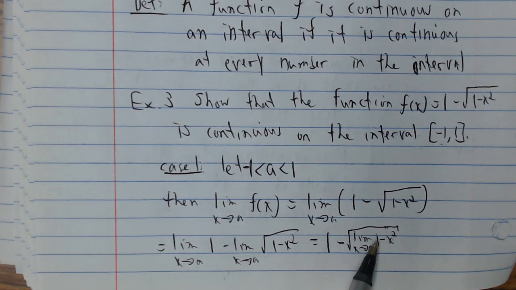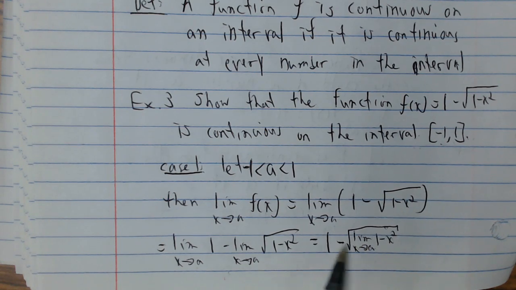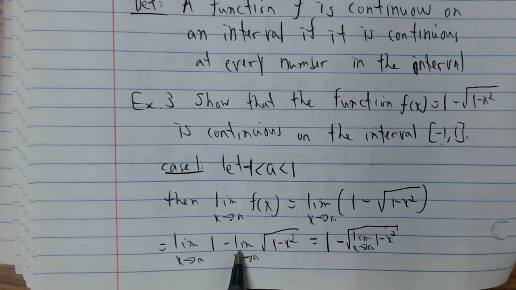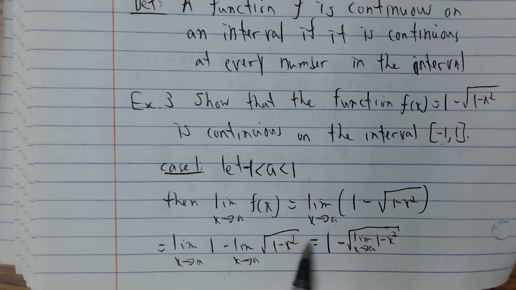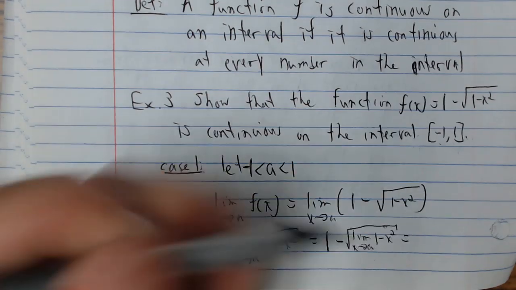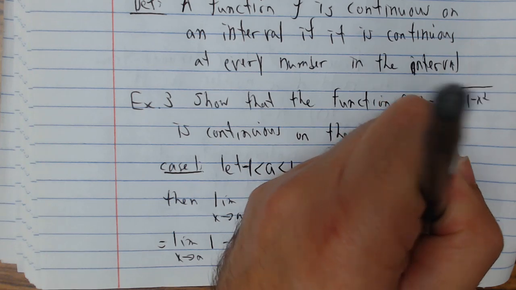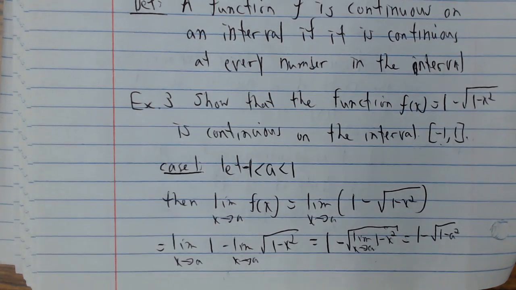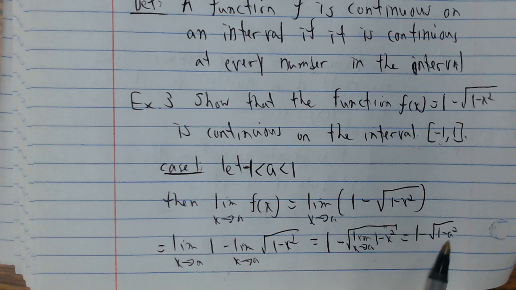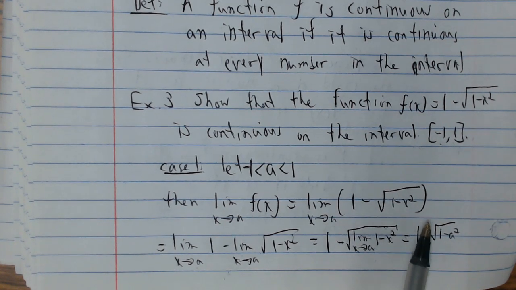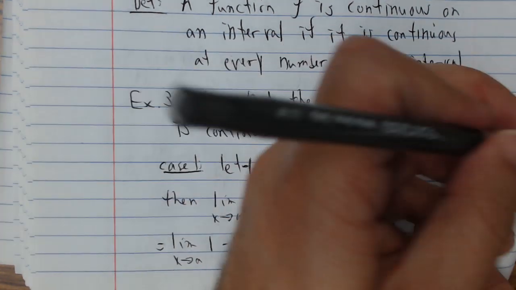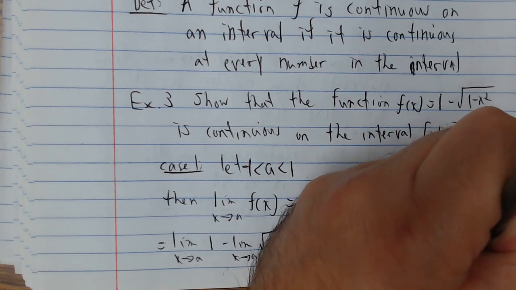And now what I notice is 1 minus x squared is a polynomial function, so I could just plug that in. And as long as what's inside of the square root isn't negative, I could go from here to here. The reason why I was able to take the limit inside is because I know that this isn't negative. So that's a valid move. What does that give us? That gives us 1 minus the square root of 1 minus a squared. Technically speaking, that's the same thing as me just plugging in a for x here, which is the same thing as f of a.